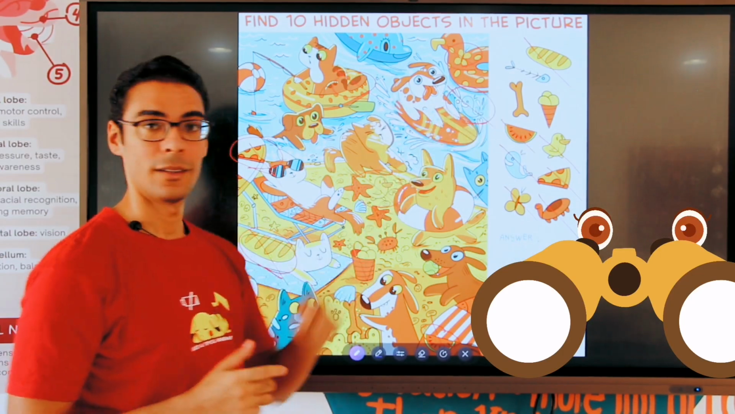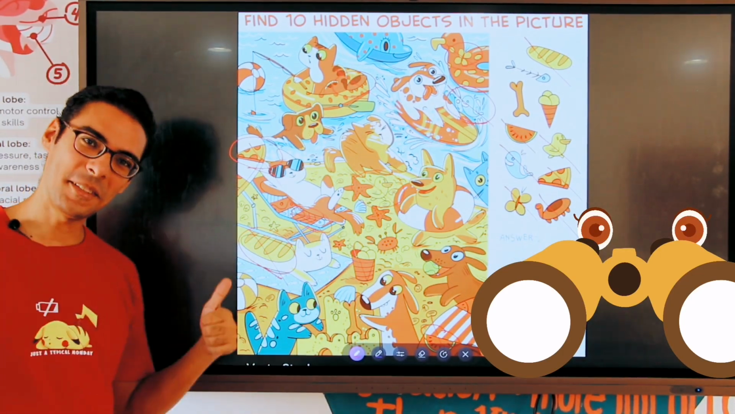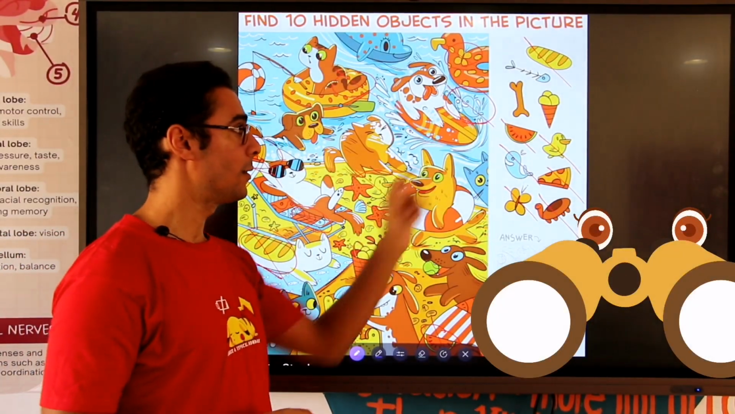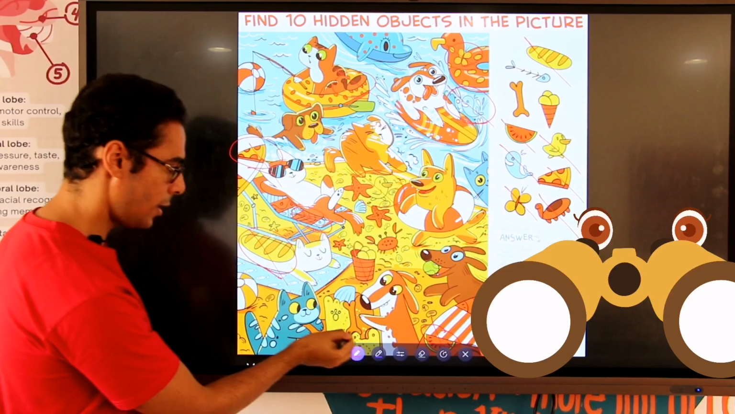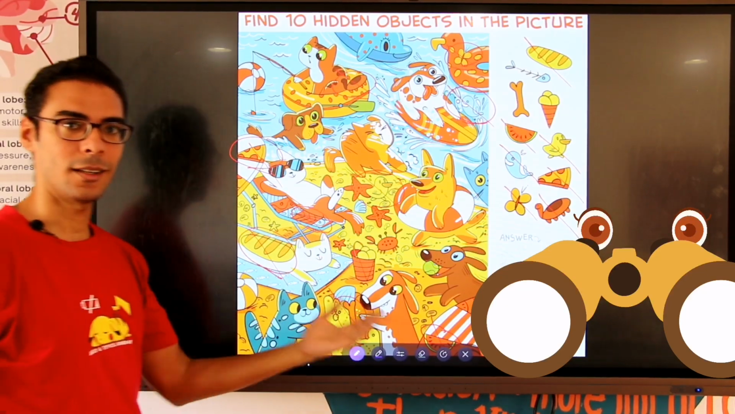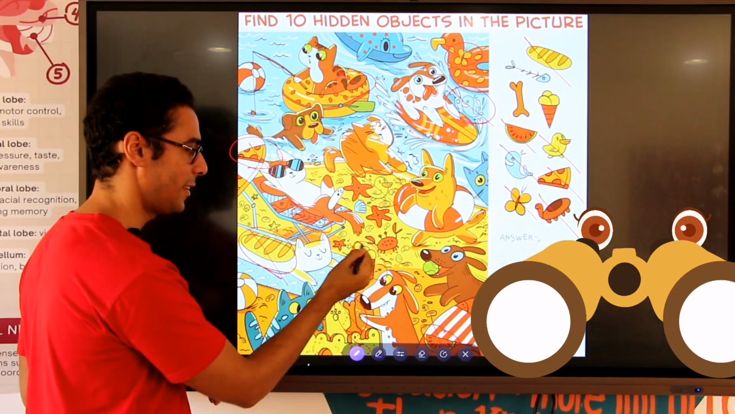Okay, the fish bone. Do you see it? I know it's really hard, but I can see it here. Perfect. The last two items, the ice cream and the bone. I can see the bone. It's here. It makes sense. A dog is playing with the bone. The ice cream, I guess that was the hardest one, but I can find it here in this area.